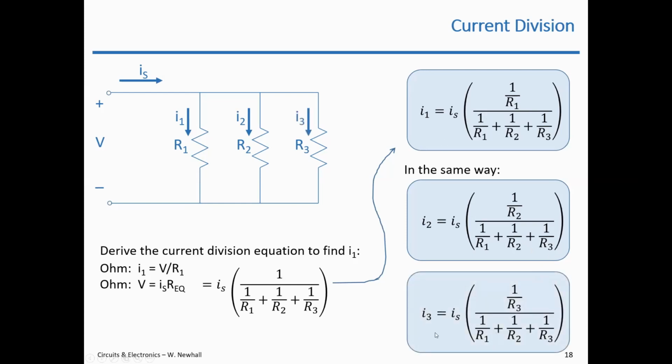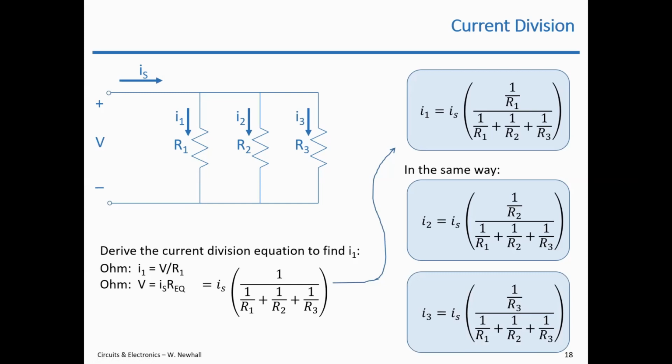So this is current division. When I say current division, this is what I mean, applying this approach to resistors to find the individual currents. You could work with conductances here. If you don't like the reciprocals, this could be G3 over G1 plus G2 plus G3. That's an alternative if you wanted to work like that.